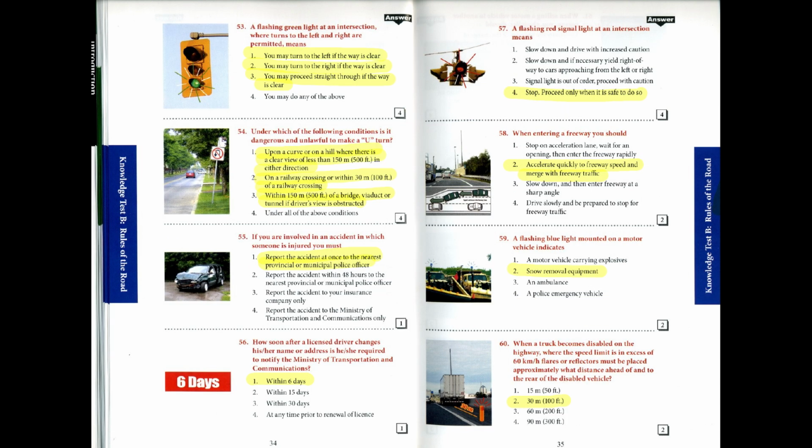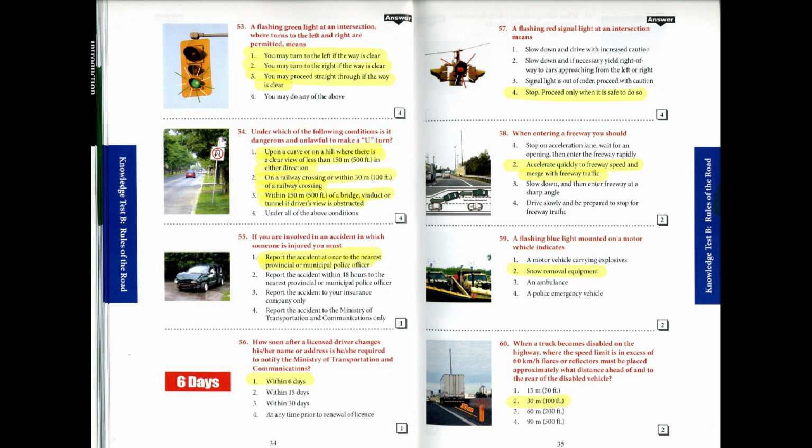Number 53. A flashing green light at an intersection, where turns to the left and right are permitted, means you may turn to the left if the way is clear. You may turn to the right if the way is clear. And you may proceed straight through if the way is clear.